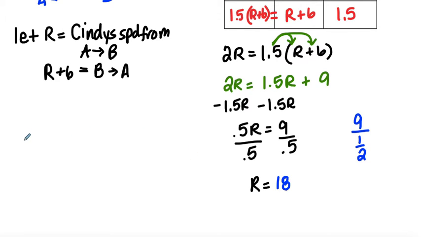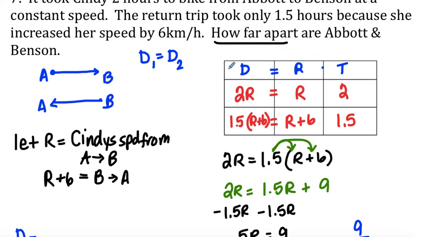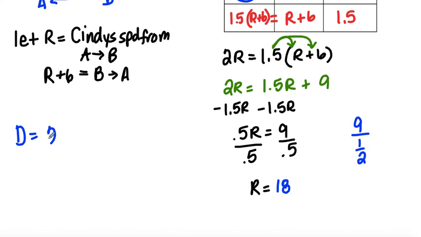I'm asked for the distance, so I got to do something with that. Well, since the distances were equal, I can pick either of the 2 distances to plug in the rate. And I'm going to pick this one. Why? Because it's just easier. So I'm going to do 2 times the rate, which was 18, which is going to give me 36 kilometers.